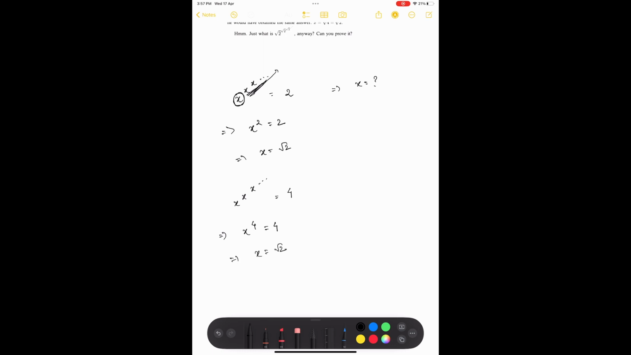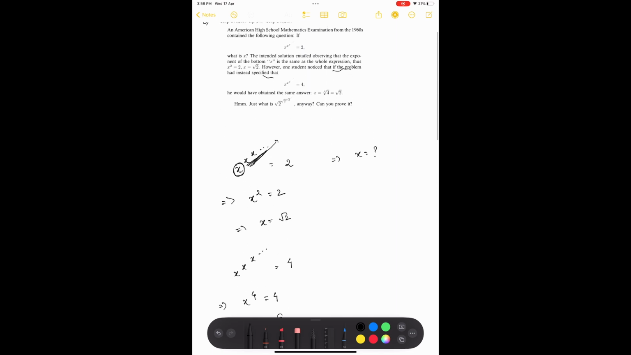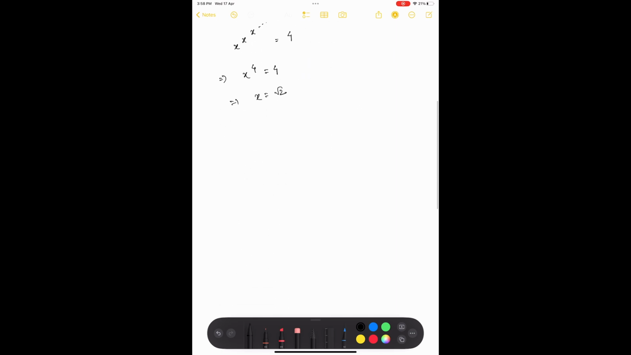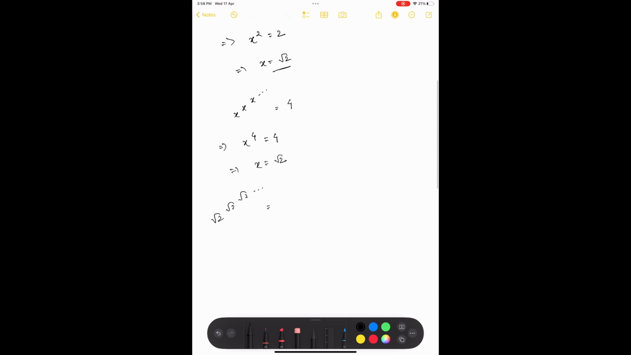So here comes a potential paradox. Look, what we get is root 2 power root 2 power root 2 going up to infinity. From here we get that it equals 2, and from here we also get that it equals 4. So how is it possible that it equals two values?